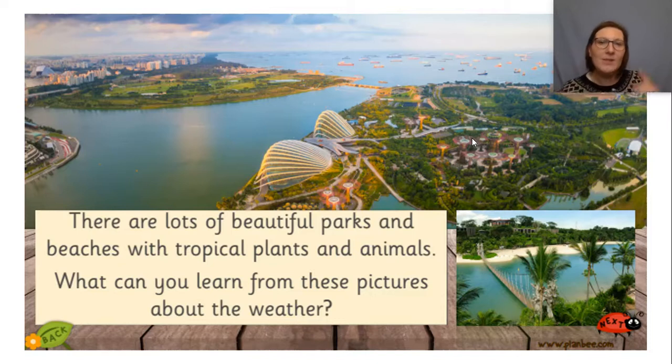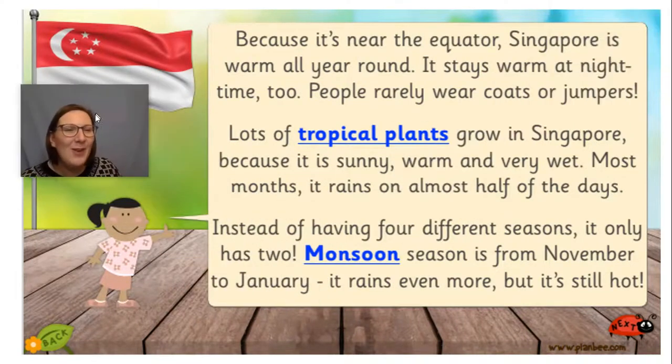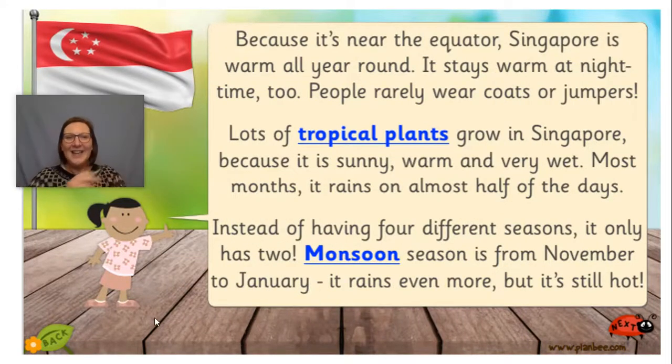So sometimes it can be very cold and sometimes it can be very warm. Whereas the temperature in Singapore is often very similar. It doesn't get too cold and it doesn't get too hot. It stays very similar. Okay, let's have a little look. Now, let me move my camera again. Now, because it's near the equator, Singapore is warm all year round. And it stays warm at night time too. People rarely wear coats or jumpers.